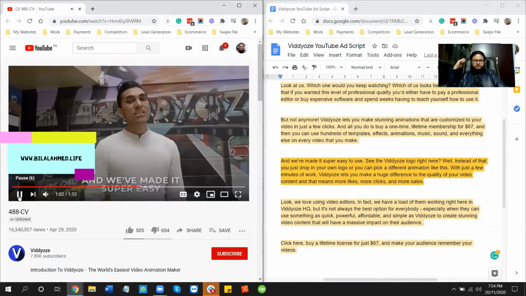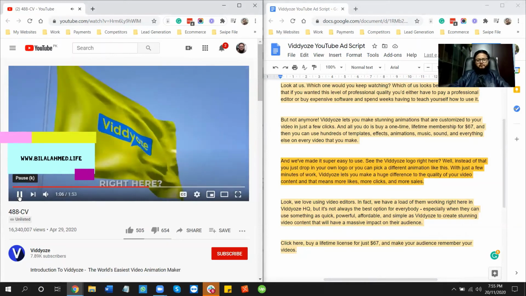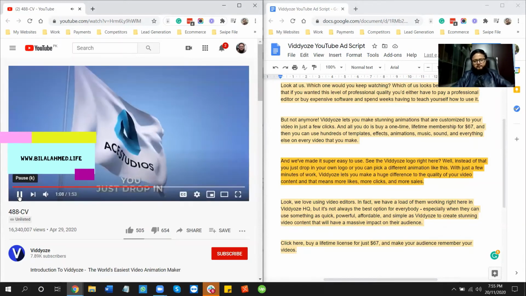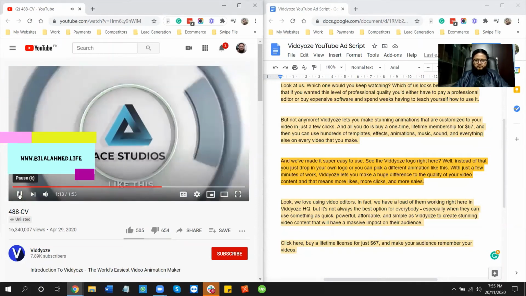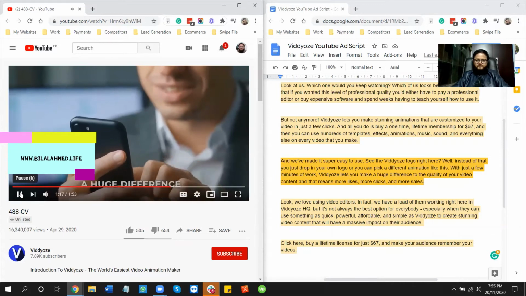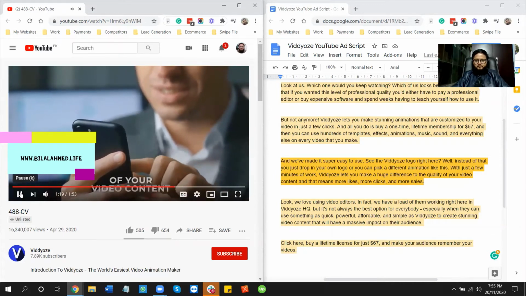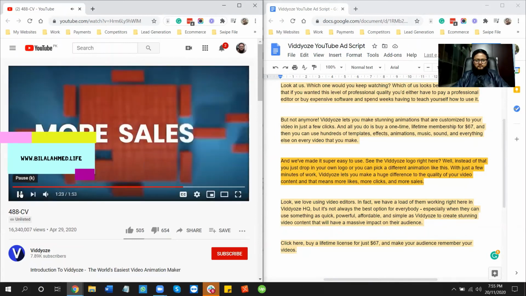And we've made it super easy to use. See the Viddyoze logo right here? Well, instead of that, you just drop in your own logo. Or you can pick a different animation like this. With just a few minutes of work, Viddyoze lets you make a huge difference to the quality of your video content. And that means more likes, more clicks, and more sales.